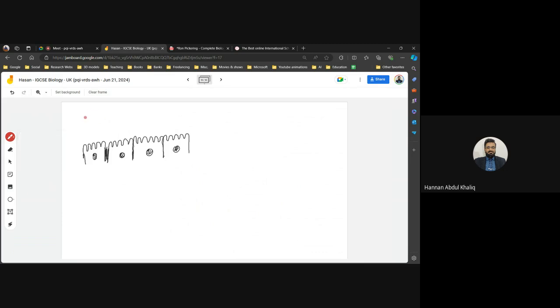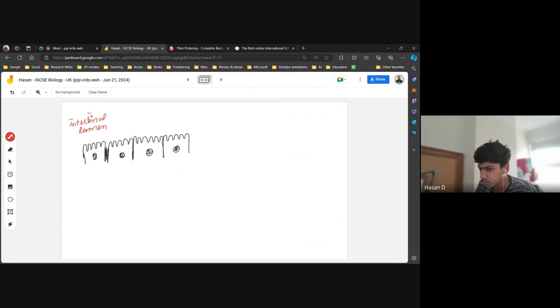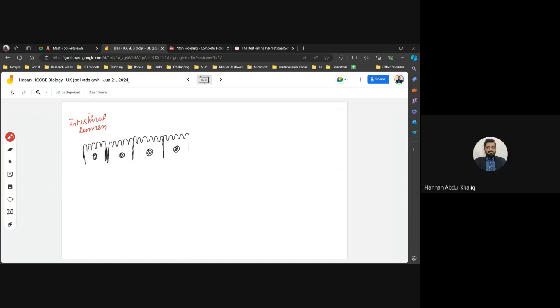And suppose that this is the intestinal lumen. What is the lumen? It's a tube, right? Inside the intestine. The internal part of a tube is called the lumen, from where the substances move.